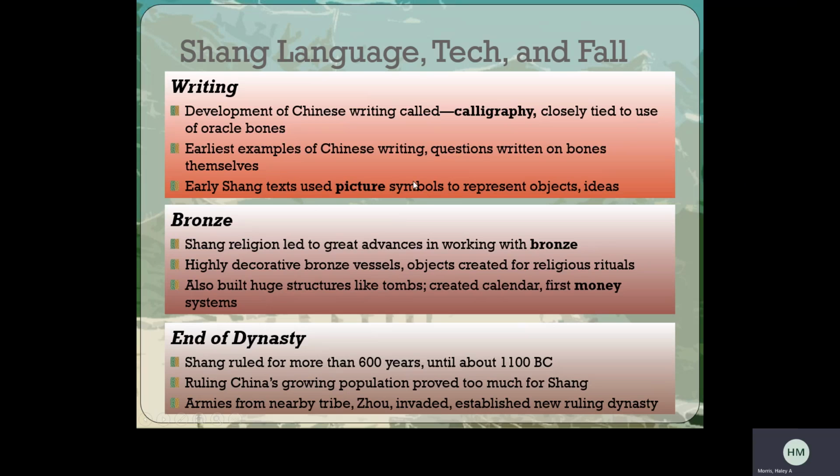And early Shang texts used picture symbols to represent objects and ideas. Calligraphy is also one of your vocabulary words.